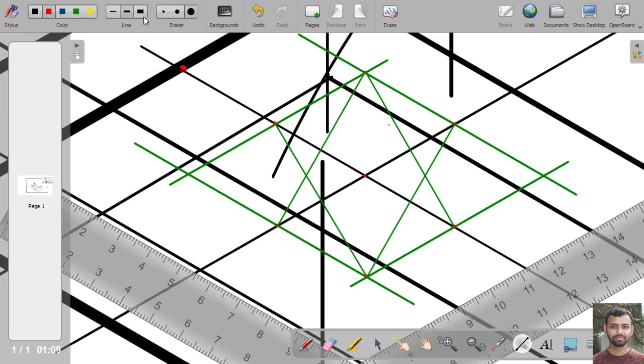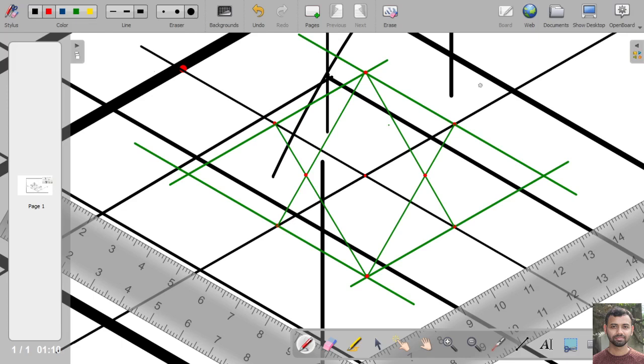Why is it called the four-centered method? As there are four center points. So this is one center point, this is another center point. This is the third center point, and this one is the fourth center point. That's why it is called the four-centered method. Okay. Now we will draw the circle.